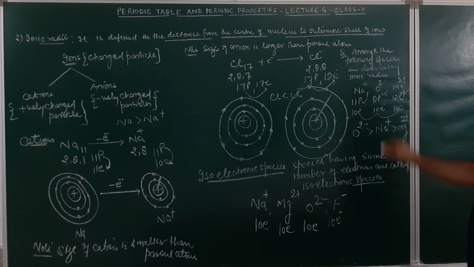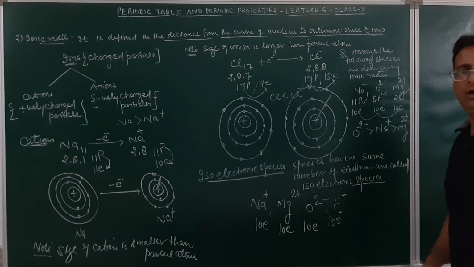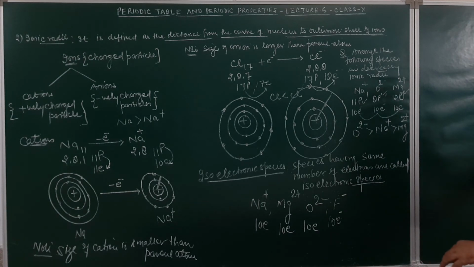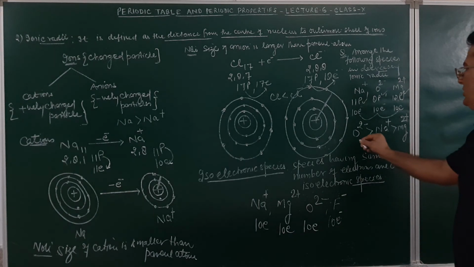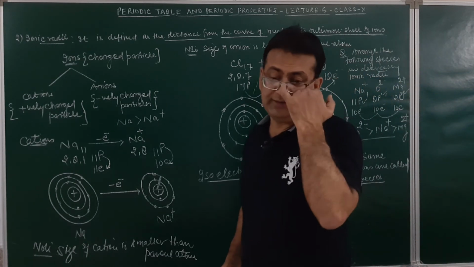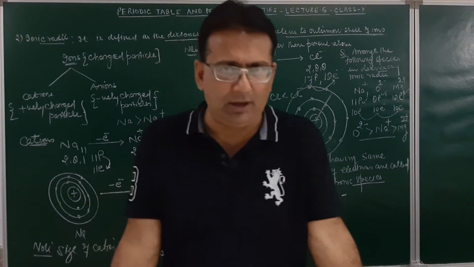What was asked? We were asked to arrange in decreasing order of ionic radii. Am I clear? So this is how it is to be done, and these kinds of questions are asked in the board examination. So students, how many properties have we done by now?